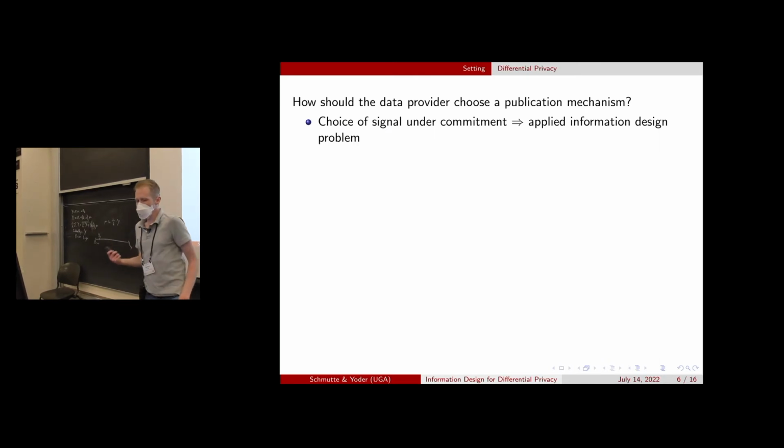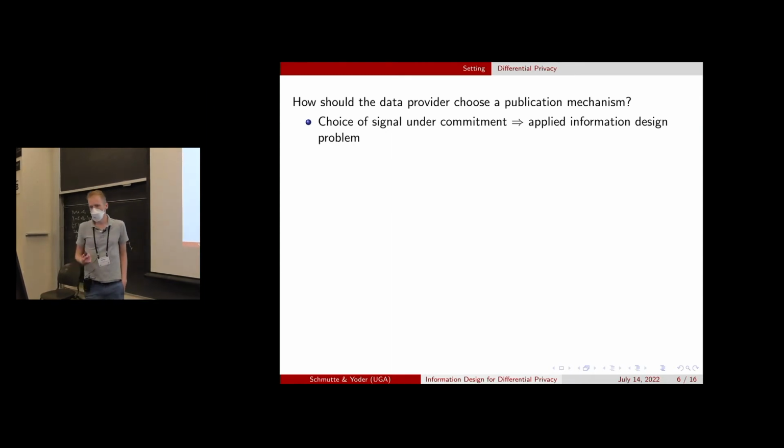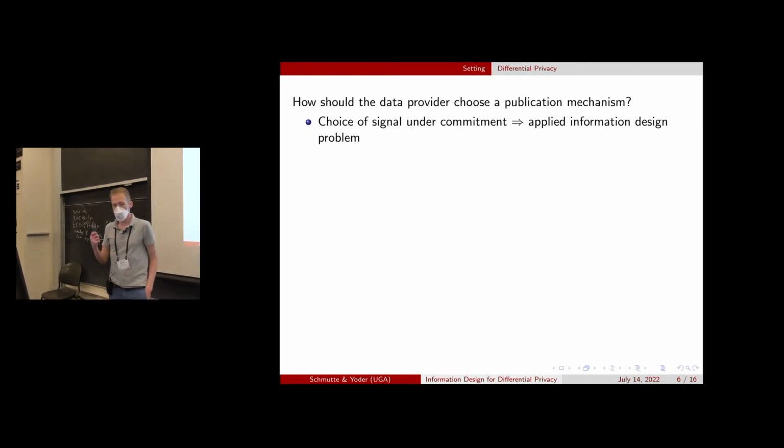But there are lots of data publication mechanisms that satisfy this criterion. Which one should a data provider use? Well, this is an applied information design problem. The data provider is choosing a signal under commitment. And in this paper, we're going to talk about the solution to that problem. But in order to meaningfully do that, we've got to be a little bit more specific about the kinds of data the designer is gathering and what he hopes to achieve by publishing it.